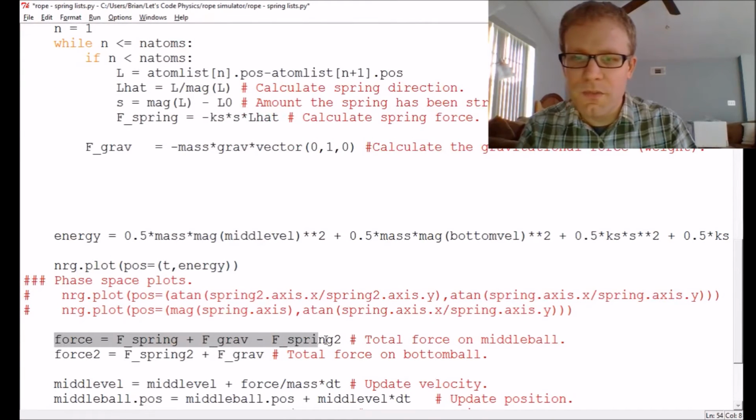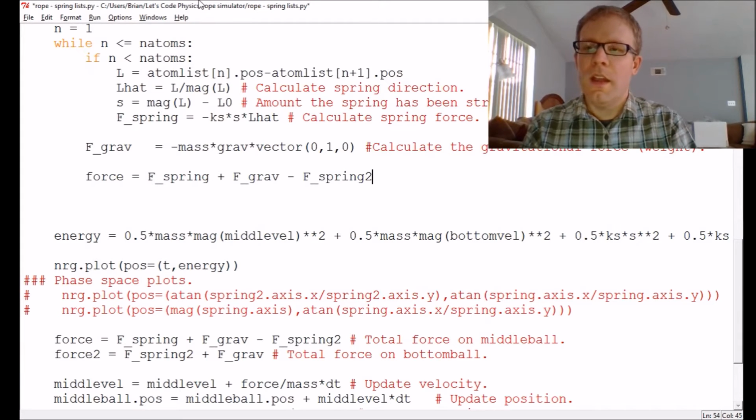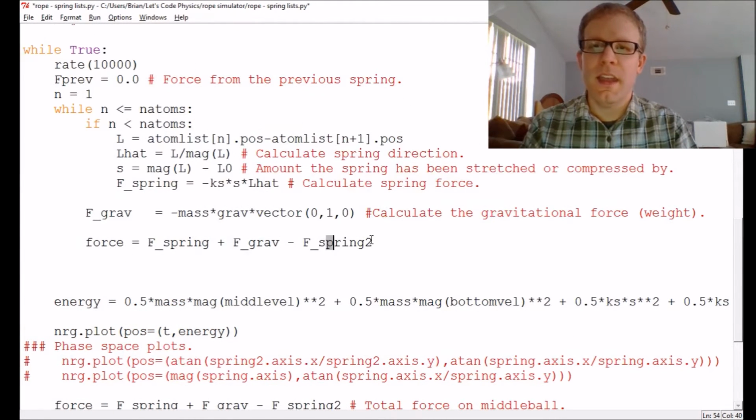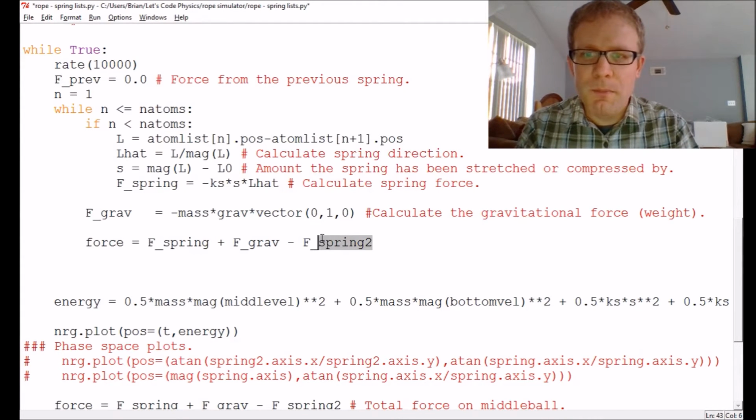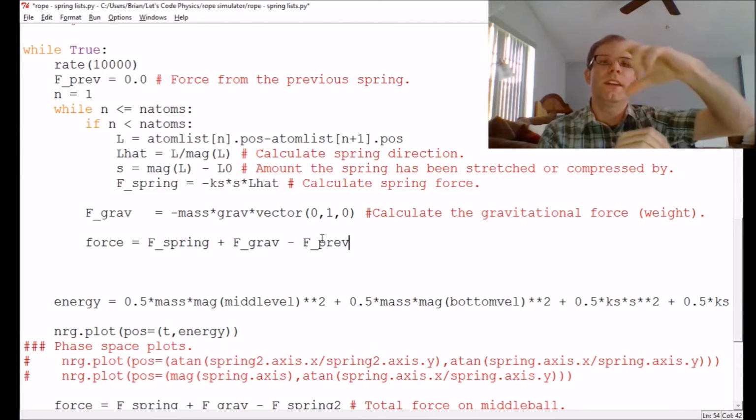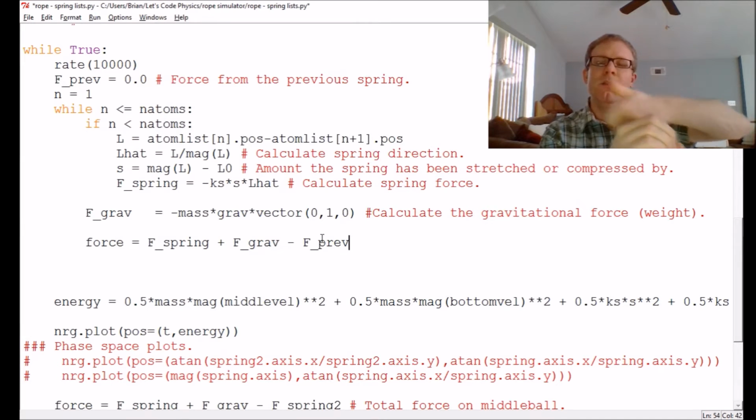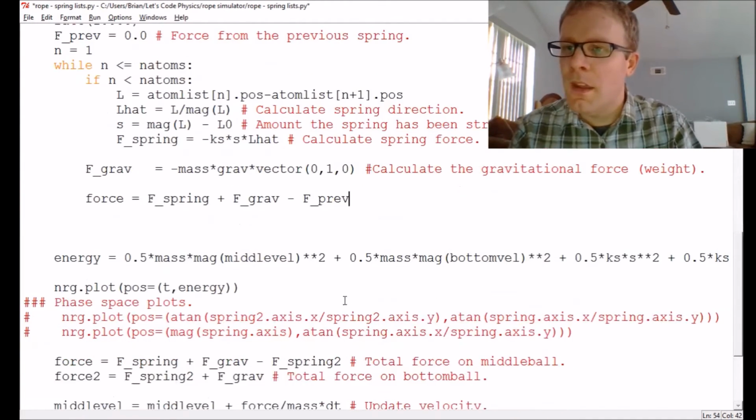And I want to take this force calculation. So this one is the force that was calculated for the spring plus the force of gravity. And we're going to say minus F previous. Oh, since I've got underscores elsewhere, let's put an underscore there. I'm going to put minus F_previous because whatever force the spring exerted on the previous atom, it's exerting the same force on the next atom but in the opposite direction. So if you just put a minus sign, that should take care of that.